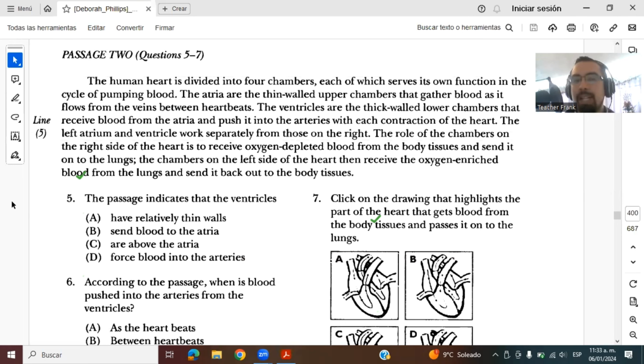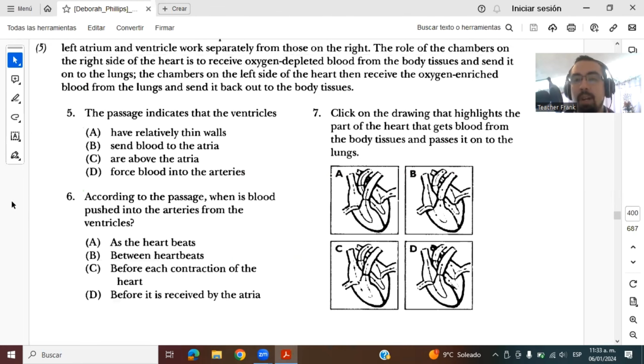So passage 2 has 3 questions. If you want to pause the video, read it, and then I'll show you the questions and we'll check them, okay? Okay, so I'm going to show you the questions, 5 to 7. Pause the video, answer them. Okay, so now we're going to check them.